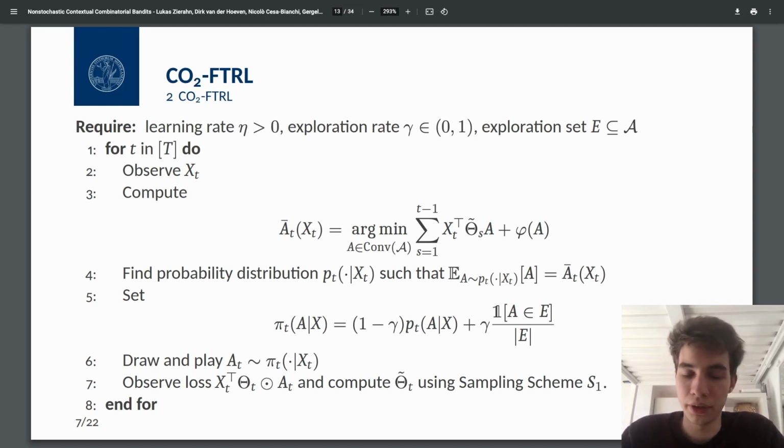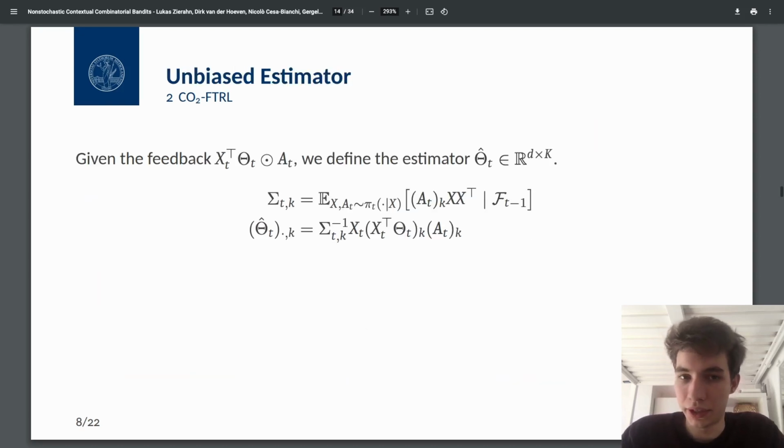And then we can compute theta tilde t just based on the observation we have in this semi-bandit case. And we can actually take a look at what theta hat t looks like, and this is going to be the unbiased estimator that corresponds to theta tilde t, which is going to be similar but biased. And here the important part is that capital Sigma_t^k is the expectation over x and a distributed as pi_t, and this is where the t comes in, given x.